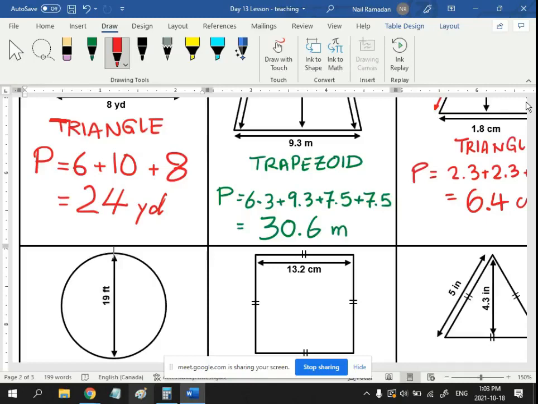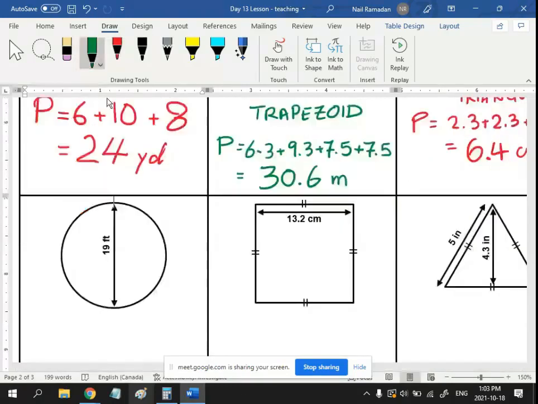So the first thing we have to do is, let me choose green, I have to put only half of it. How much is half of 19? Well, half of 18 is 9. Half of 20 is 10. 9.5. Everyone, go ahead and write 9.5 feet.